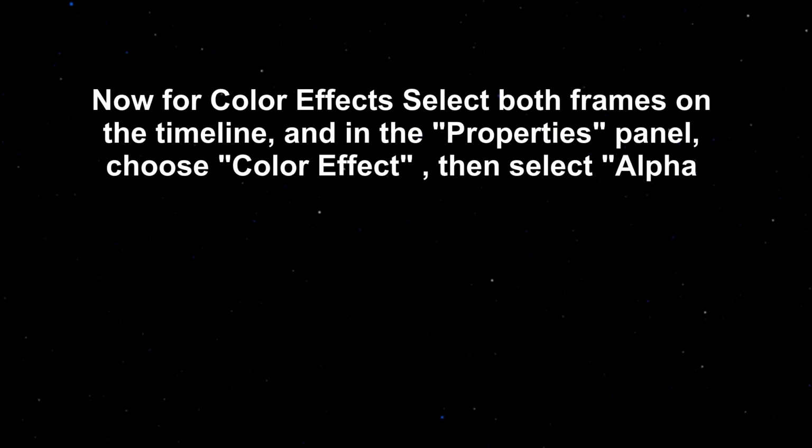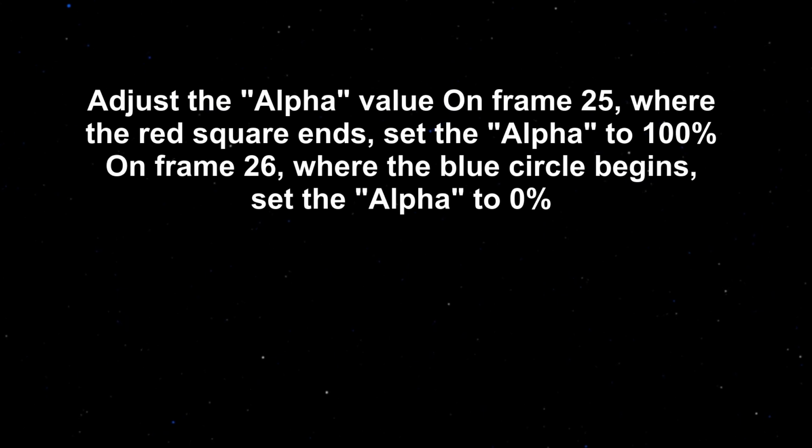Now for color effects, select both frames on the timeline, and in the Properties panel, choose Color Effect. Then select Alpha. Adjust the alpha value on frame 25, where the red square ends. Set the alpha to 100% on frame 26, where the blue circle begins. Set the alpha to 0%.